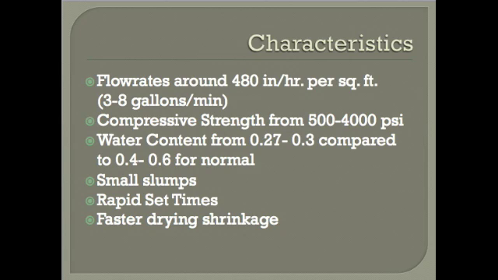Pervious concrete has very small slumps, and oftentimes the slump isn't even measured when doing field testing because it doesn't give accurate depiction of any property corresponding to the pervious mix. Pervious concrete has very rapid set times and a faster drying shrinkage due to the fact that the voids are there, and so there's more air flow through the concrete.